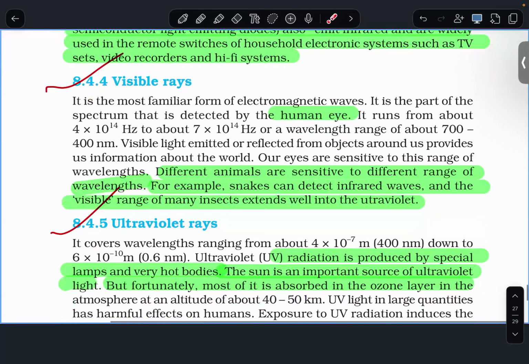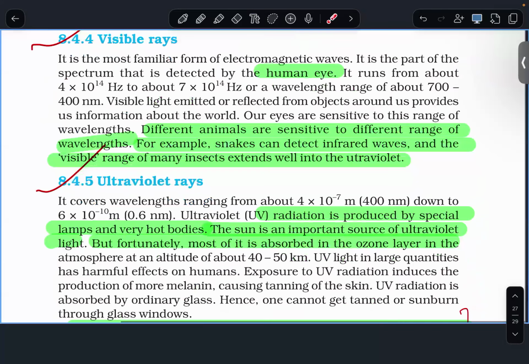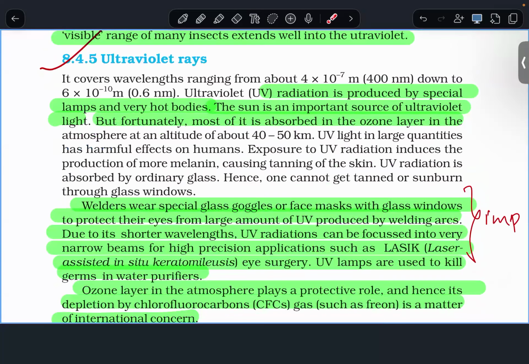Next, the ultraviolet (UV) range of wavelength is important. 400 nanometers down to 0.6 nanometers, that is, 0.6 into 10 power minus 9, till 6 angstroms. Till 6 angstroms, you will have UV radiation.